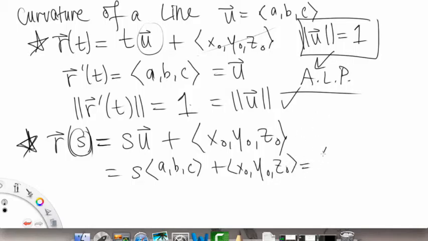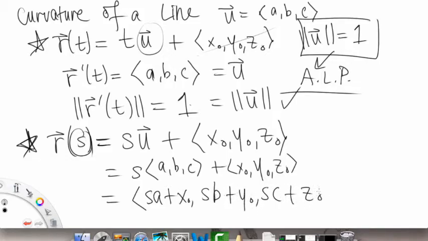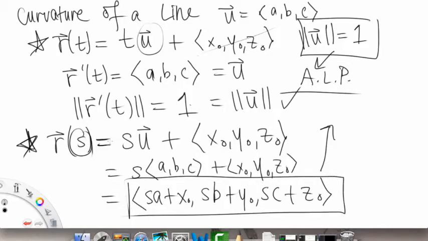And then I'm going to combine those. So we just get s times a plus x naught. I should write this on the next line. Okay, so this is going to be equal to s times a plus x naught, comma, s times b plus y naught, and then s times c plus z naught. Okay, so now that we're at this point, I'll continue on the next slide, okay? Just keep this in mind that this is r of s, okay?